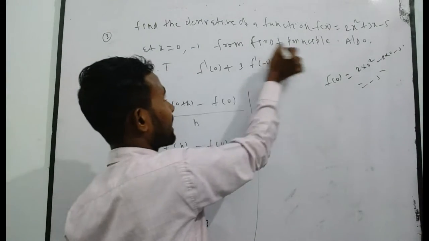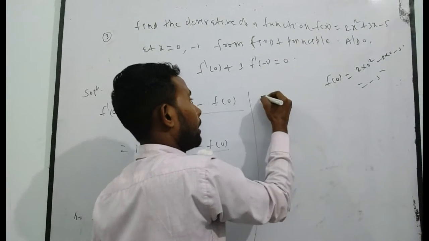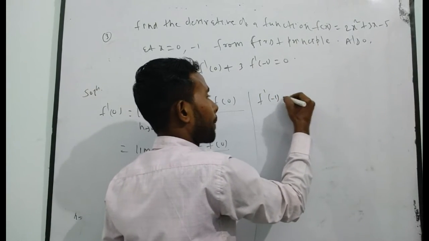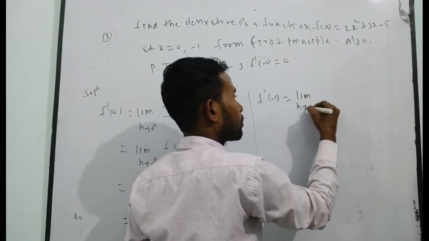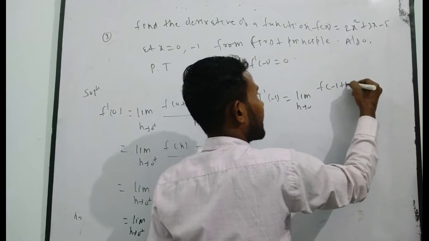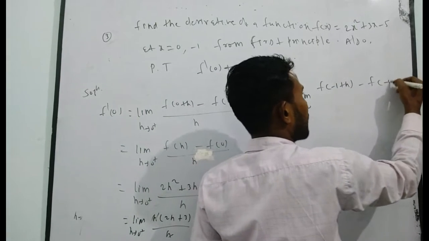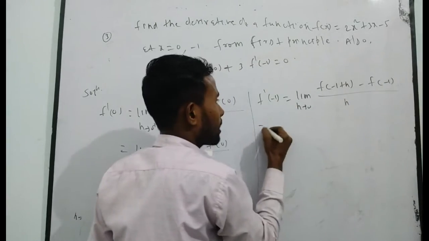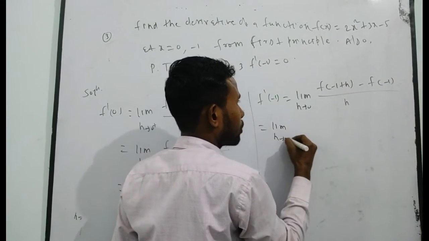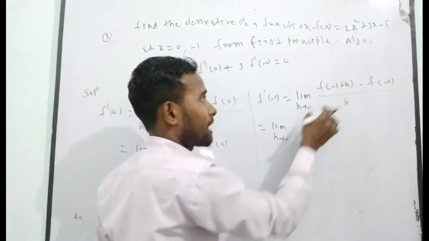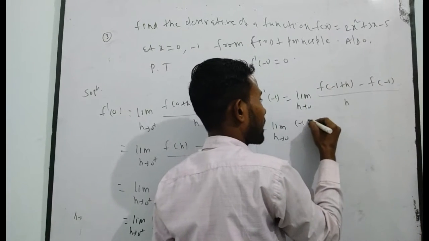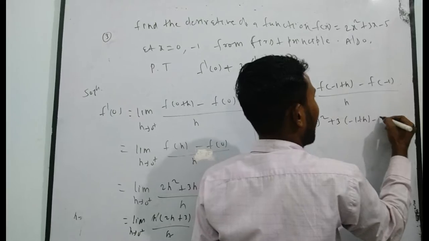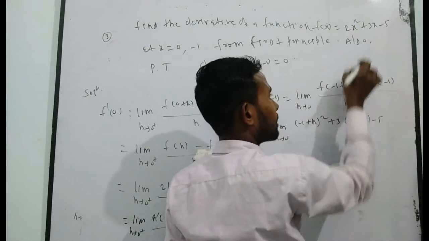Now I want to find f dash minus 1. Can you write what is the value of f dash minus 1? F dash minus 1 is equal to limit h tends to 0 of f(minus 1 plus h) minus f(minus 1) divided by h. What is the value of f(minus 1 plus h)? Simply x is replaced by minus 1 plus h. So you can write 2 times (minus 1 plus h) whole square plus 3 times (minus 1 plus h) minus 5. Here I have replaced x by minus 1 plus h.